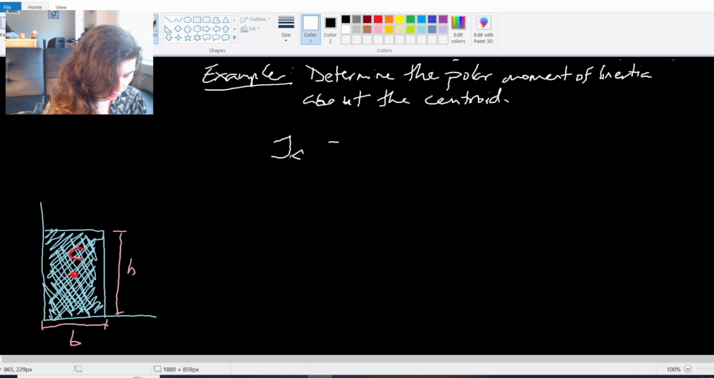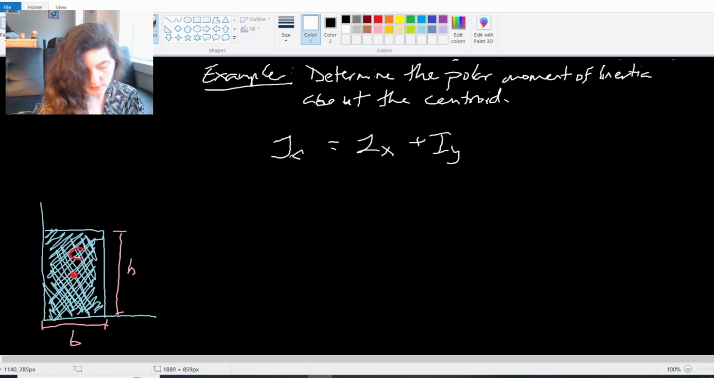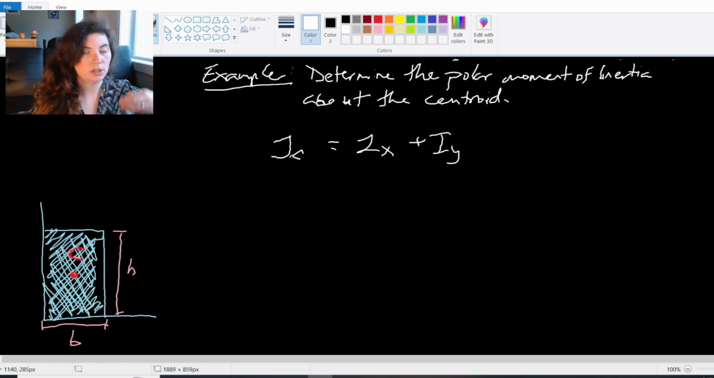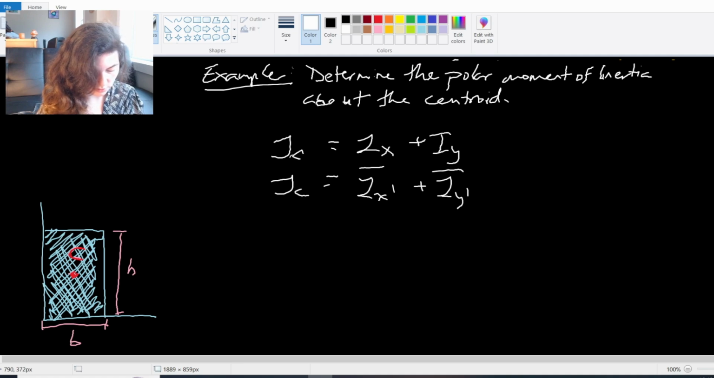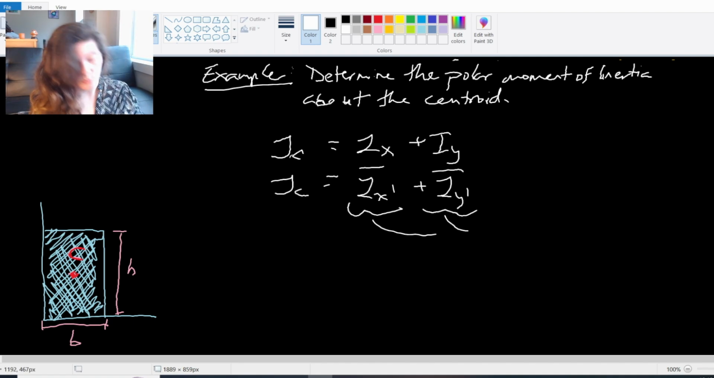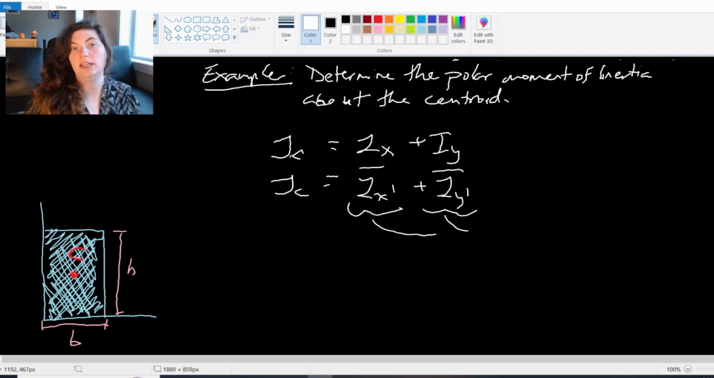So our polar moment of inertia is our Ix plus Iy, just adding together those moments of inertia about each axis. But since this is about the centroid, it is the centroidal Iy and Ix for JC. So what this means is that we can pull these two values from our table of knowledge. This is just a standard rectangle, a standard shape. We can look up the moment of inertia for it in our table.